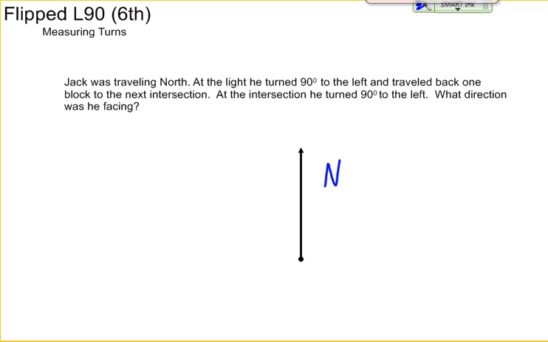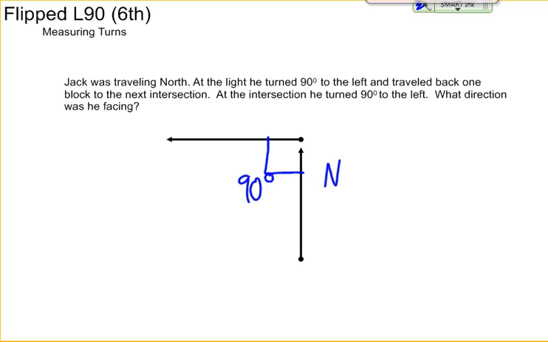It says at the light he turned 90 degrees to the left and traveled 1 block to the next intersection. So he's going 90 degrees to the left this time. Here's my 90-degree angle, and he's going to the left, so he made a left turn. Then he goes 1 block to the next intersection. At the next intersection, he turned 90 degrees to the left again.